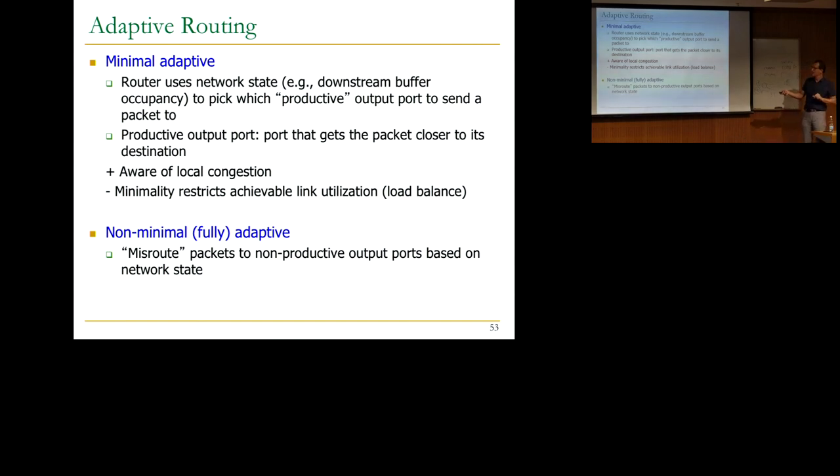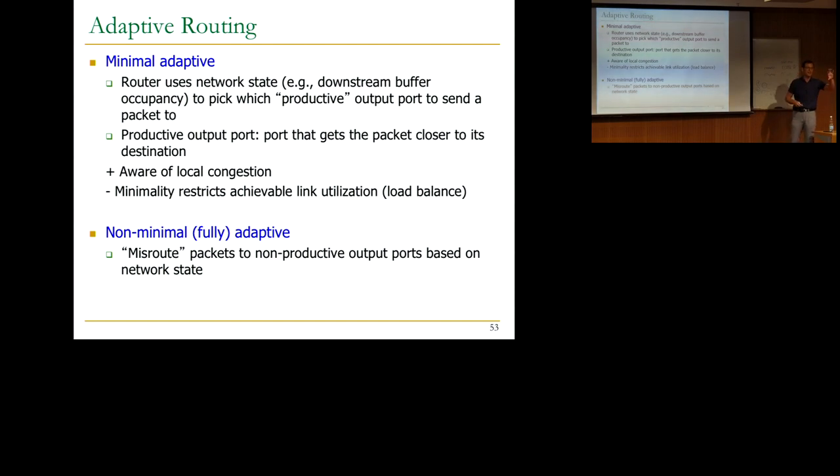Basically, if you're non-minimal, it's also called fully adaptive, meaning you're not restricted to pick a productive output port. You can pick a non-productive output port that gets you farther away from the destination, with the goal that eventually you're going to circle back and get to your destination. And you can do that based on the network state. That gives you more flexibility.